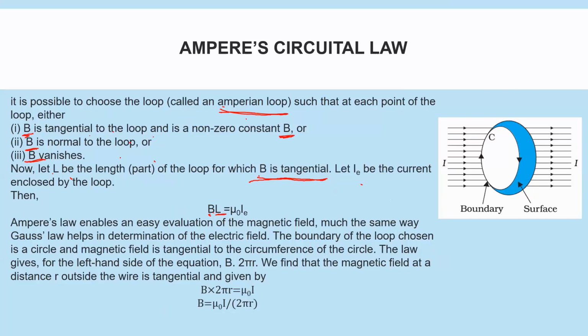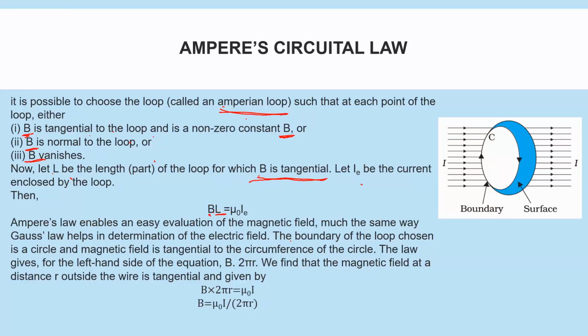In a similar way to how we saw that using Gauss's law we could find the electric field for any kind of arbitrary surface, with Ampere's law we can find the magnetic field for any kind of circuital loop.